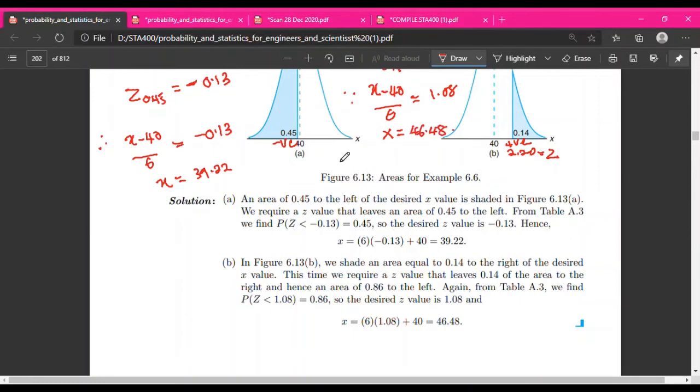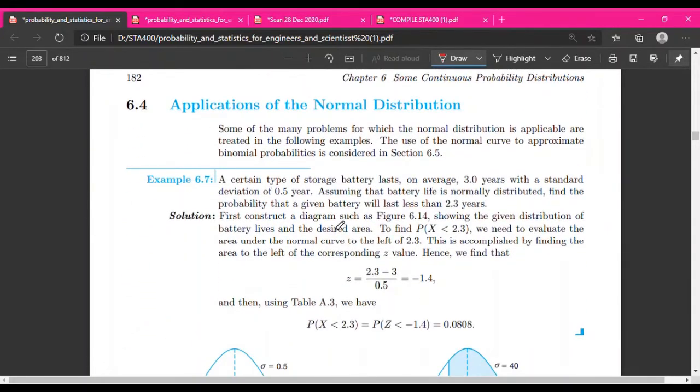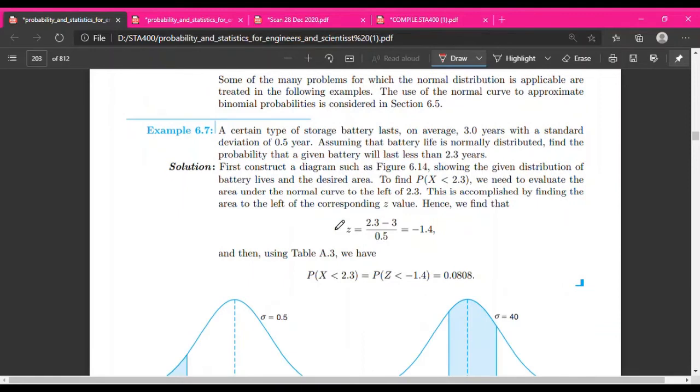Okay, let's see the example from the application. A certain type of storage battery lasts on average, the mean is 3 years, with a standard deviation of 0.5 year. Assuming that battery life is normally distributed, find the probability that a given battery will last less than 2.5 years. So we want to find the probability of x less than 2.5 years. X is the battery life.